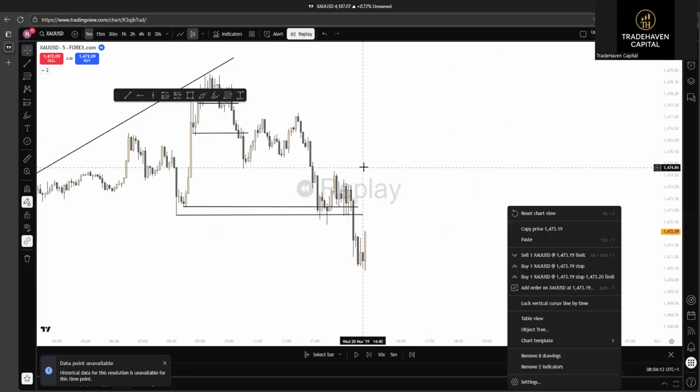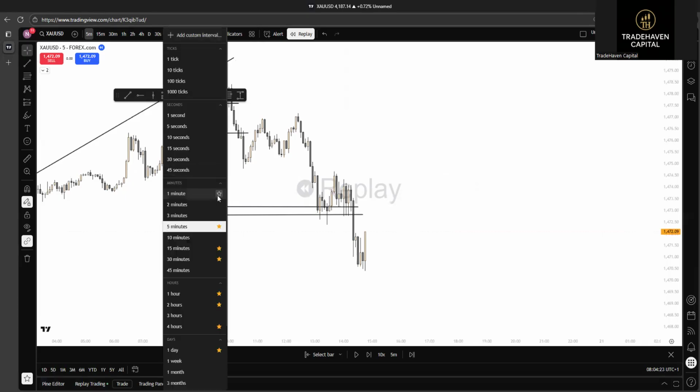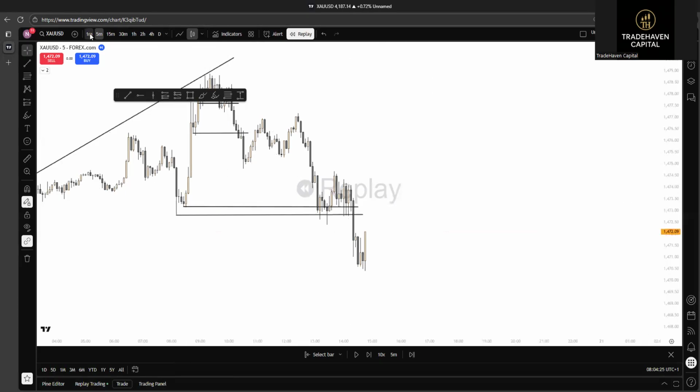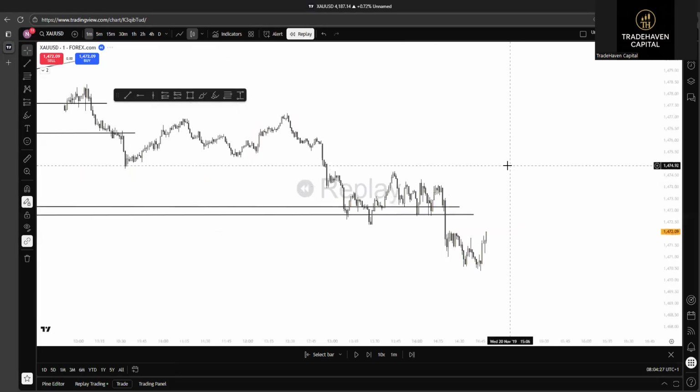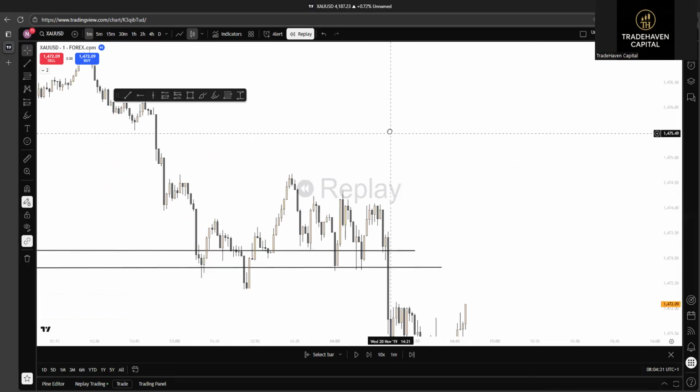Okay, this is 2019, so this is as far back as we can go, and I think we can only do 1 minute here. So let me just put 1 minute. On lower time frames, structures become so noisy.